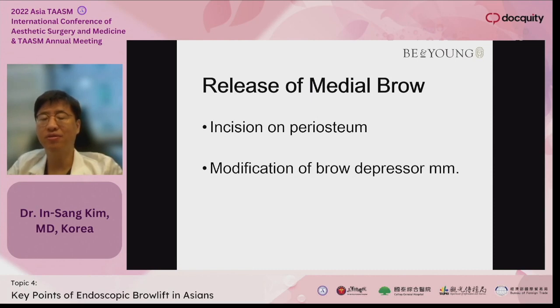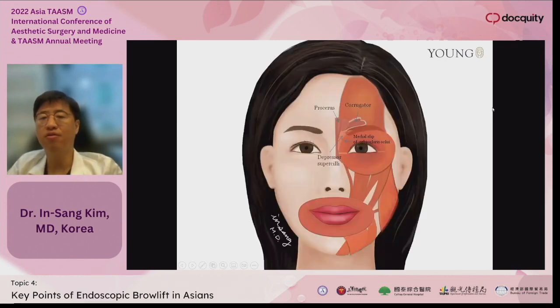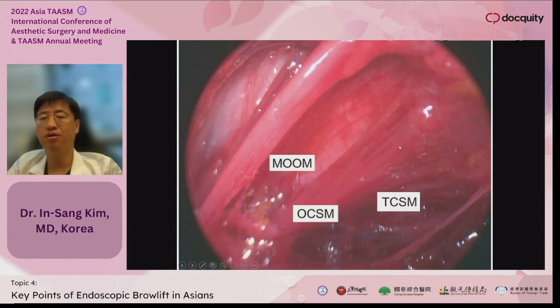Caucasians prefer an arched shape of the brow, and they don't like the medial brow elevation. But I think medial brow elevation is very important in Asian brow lift. So you have to modify the brow depressor muscles as much as possible. There are four depressors: procerus, corrugator, medial slip of the orbicularis oculi muscle, and depressor supercilii. You can see the transverse head and the oblique head of the corrugator supercilii muscle and the medial slip of the orbicularis oculi muscle.